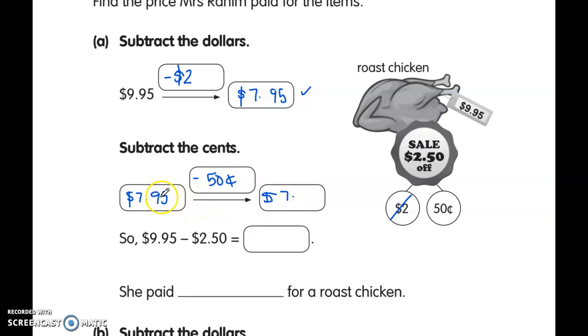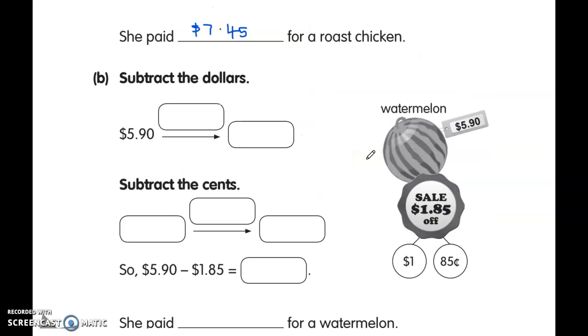What is 95 minus 50 cents? So we do not need to regroup. 5 minus 0 is 5. 9 minus 5 is 4. So it is $7.45. So she paid $7.45 for a roast chicken. Okay, pause if you need to. Otherwise, let's move on to question B.